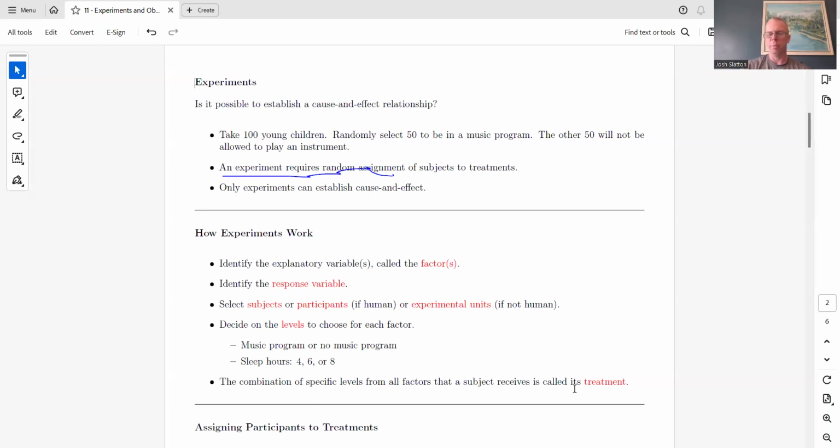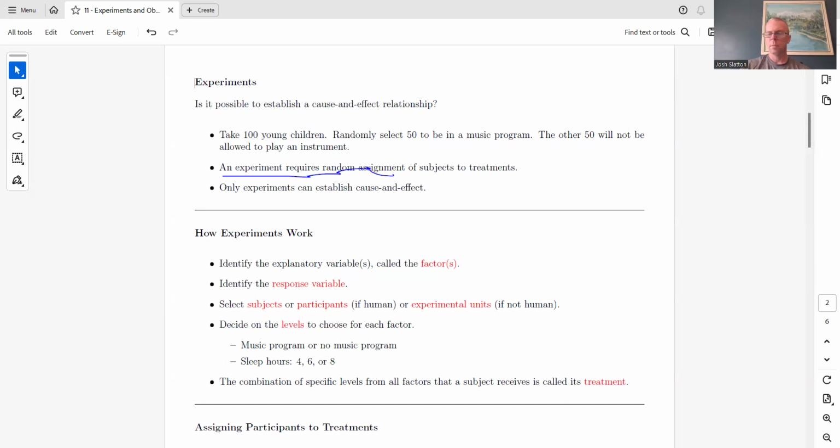And then the combination would be the treatment. So you have to have at least 2 treatment groups. But a lot of times, if you have more than one factor, you'll have more than 2 treatment groups. But the way you get the number of treatment groups is levels times levels. So 2 times 3 in this case.